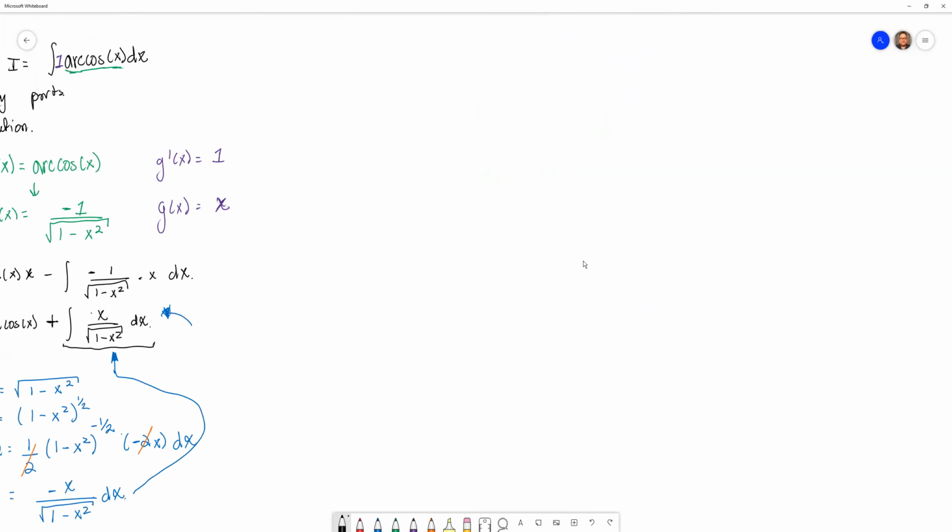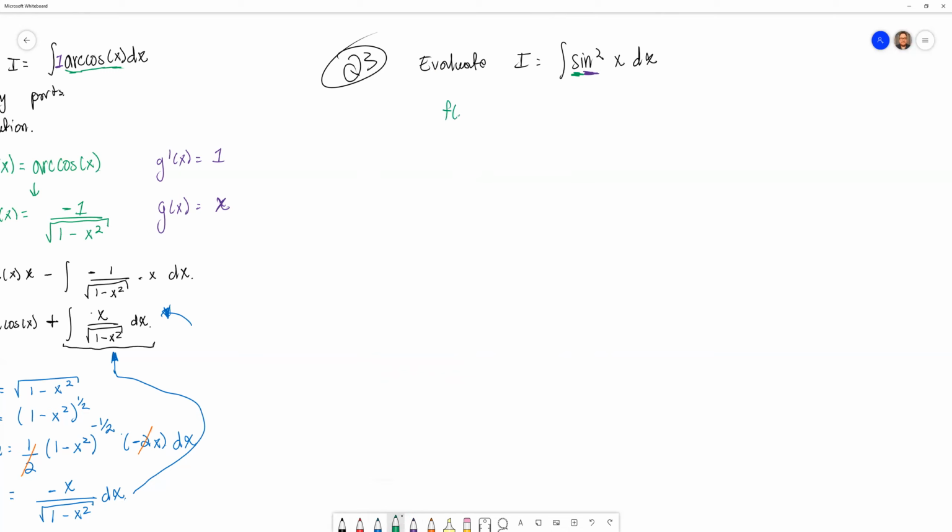Okay. Question 3. Final question is evaluate I is equal to the integral of sine squared x dx. Okay, and we will be using integration by parts. In this case, though, we only have sine squared, so it's sine times sine. So both of our functions are actually the same here.